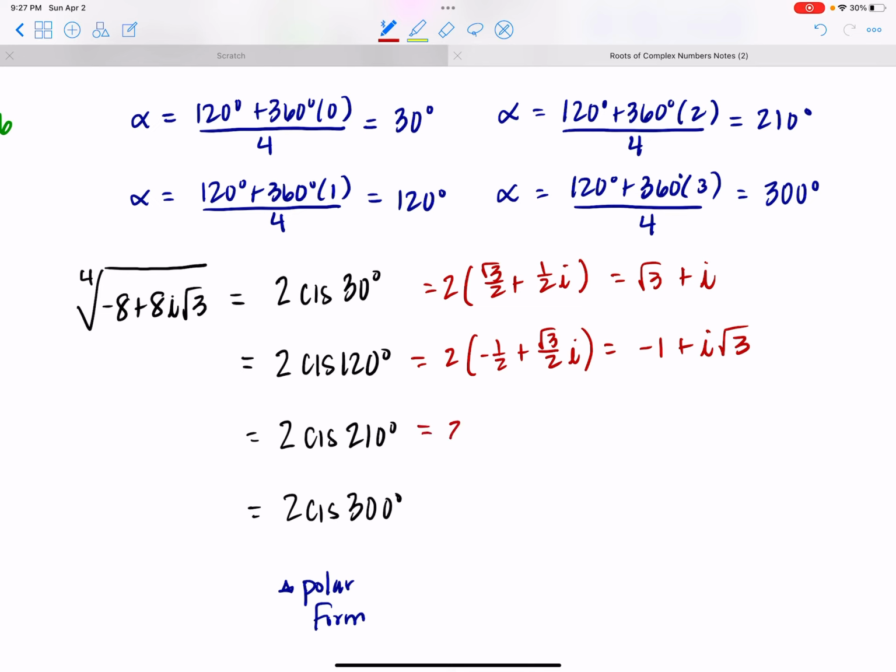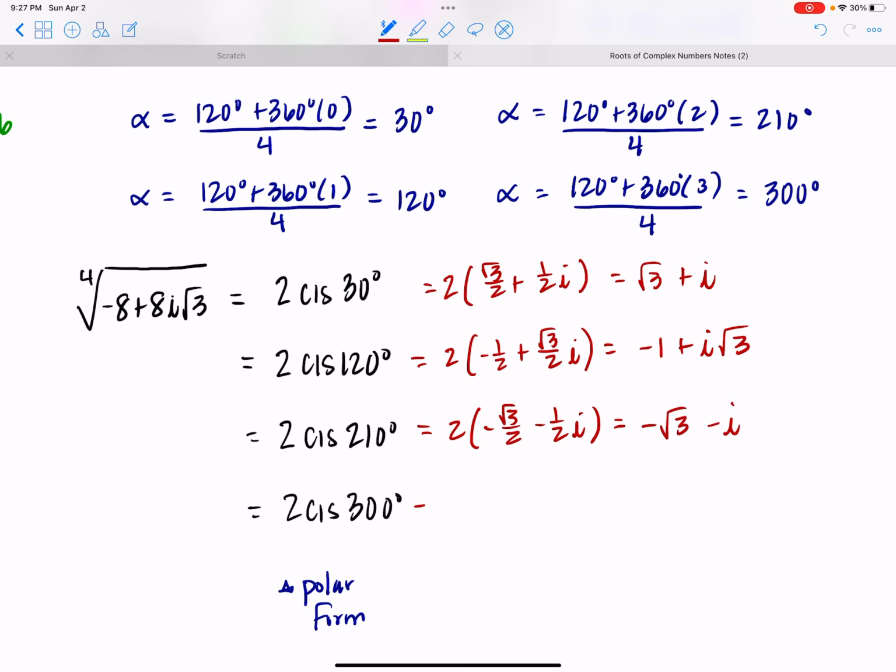Here we have 2 times the cosine of 210, which is going to be a negative radical 3 over 2, and the sine at 210 is going to be a negative 1/2. Again, multiplying in the 2, we get a negative radical 3 and a negative i.